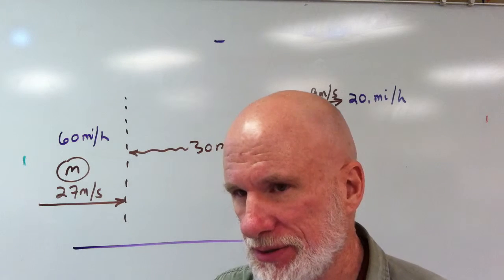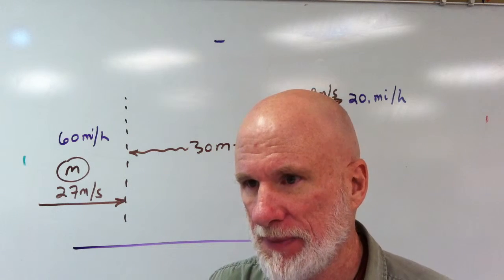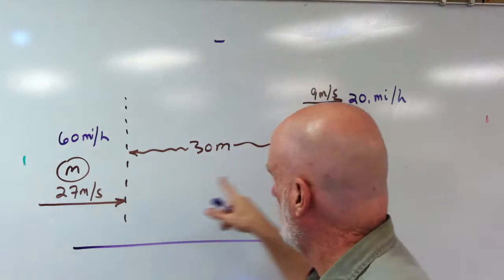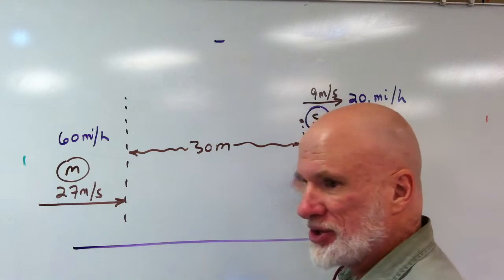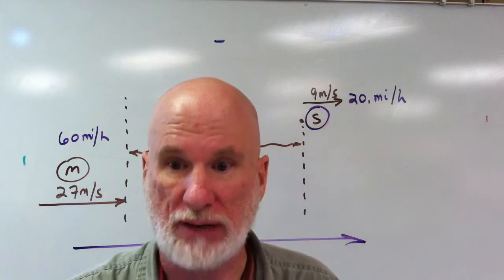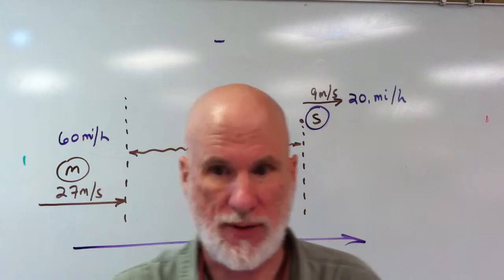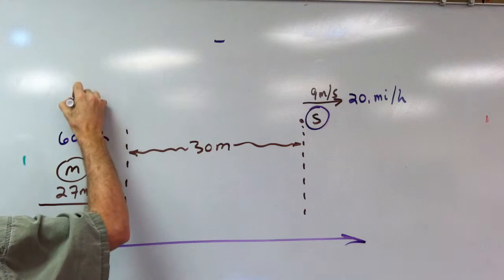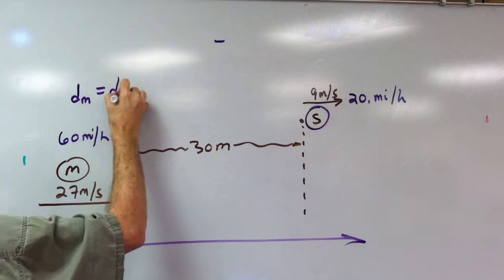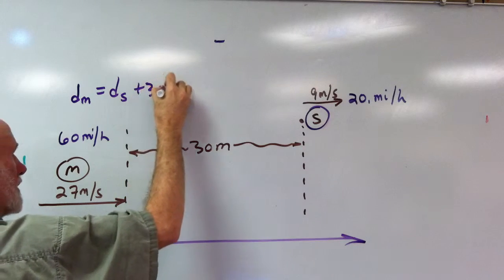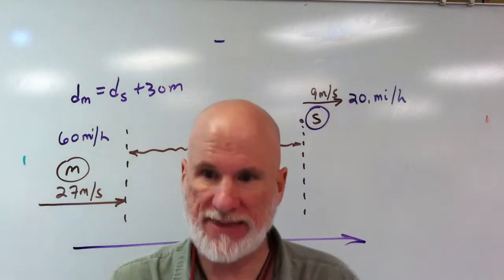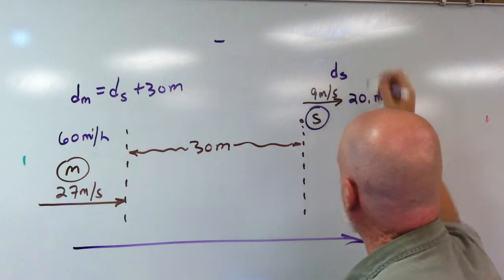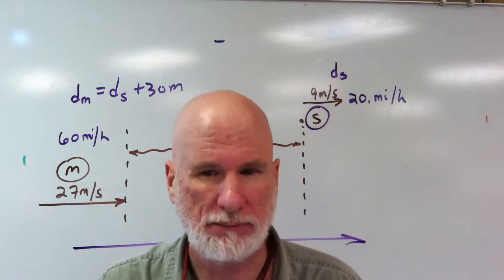The distance that M travels will be the distance S travels plus an additional 30. That makes sense? Correct? You're sure? This is 30 meters. So this guy will travel dm, which will equal ds plus 30 meters. Correct? You get that? And this guy is going to travel ds meters. Okay? Is that right?